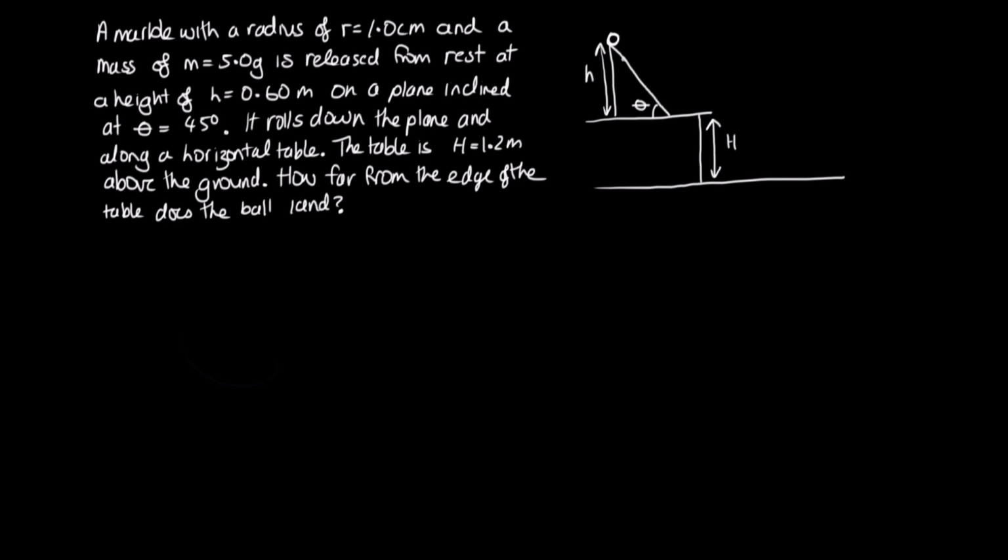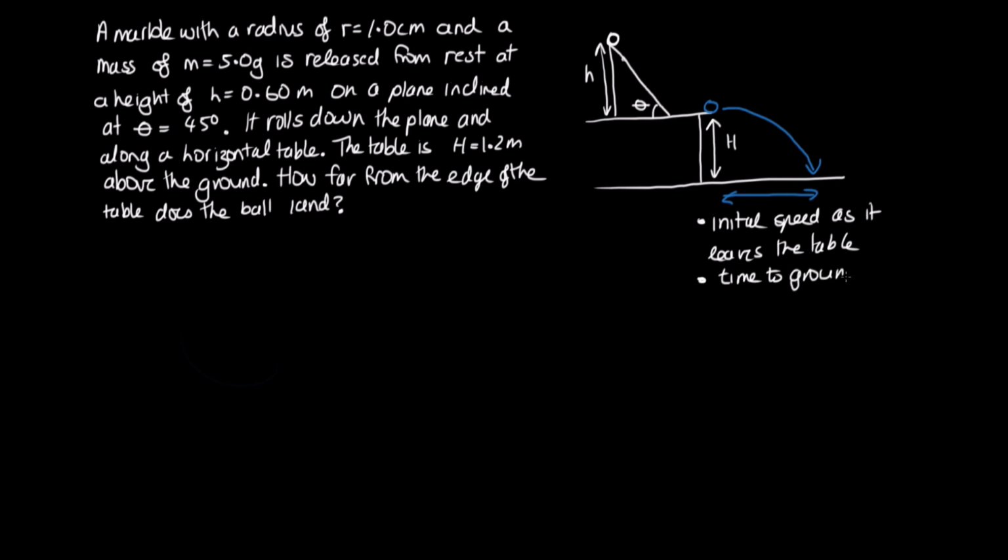Okay, so to answer this question, once the ball leaves the edge of the table, it's going to travel with projectile motion to the ground like this. So it's going to follow some parabolic path. In order to work out this range, we're going to need two things. We're going to need the initial speed as it leaves the table. We know that's horizontal because it's a horizontal table, and we'll also need the time to ground. So let's start by working out the initial speed.